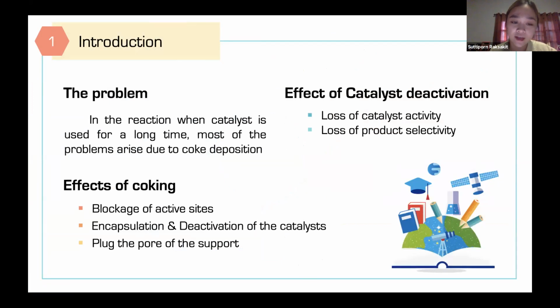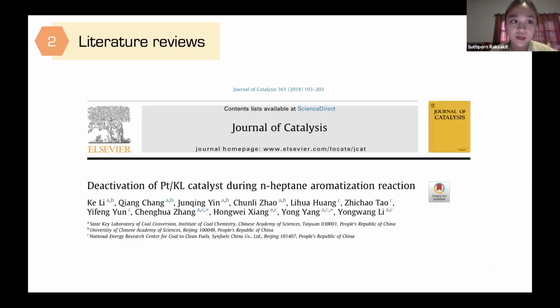Introduction: the problem in reactions when a catalyst is used for a long time. Most of the problems arise due to coke deposition. The effects of catalyst deactivation are loss of catalyst activity and loss of product selectivity. The effects of coking are blockade of the active sites, encapsulation and deactivation of the catalyst, and plugging of the pores of the support.